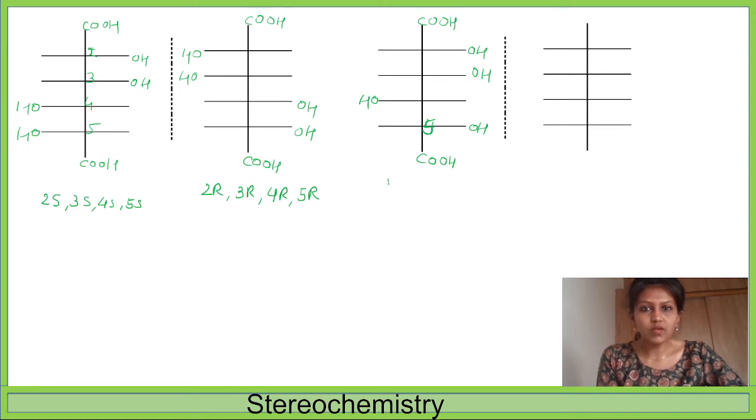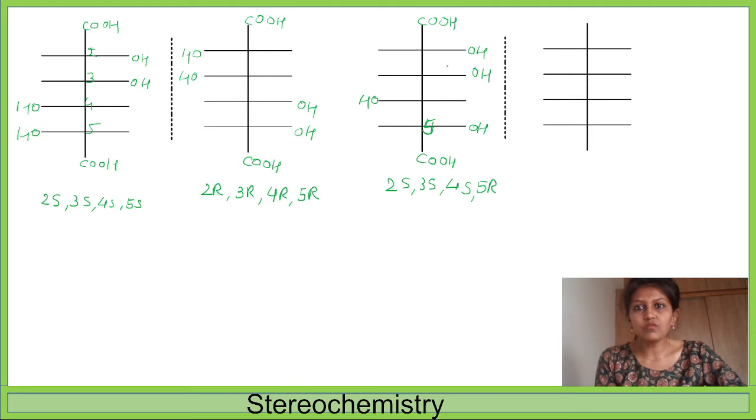So we can write 2S as it is, 3S as it is, 4S as it is. Now at carbon number 5, in the first molecule there was 5S. So here we are writing 5R because the position changed only at carbon number 5.